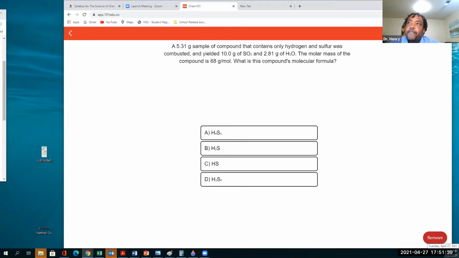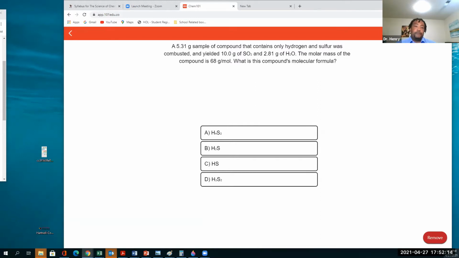Okay, a 5.31 gram sample of a compound that contains only hydrogen and sulfur is combusted and yields 10.0 grams of sulfur dioxide and 2.81 grams of water. The molar mass of the compound is 68 grams per mole. What is this compound's molecular formula?